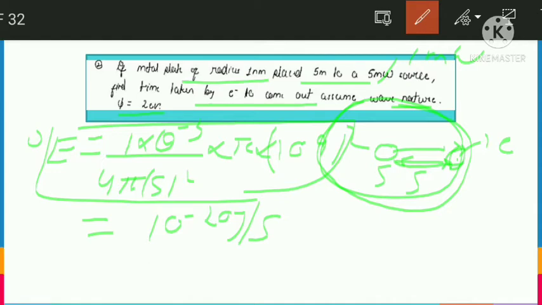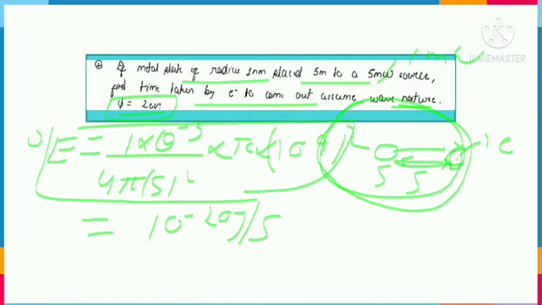But the work function phi is 2 electron volt, meaning until or unless 2 electron volt is supplied to the electron, it will not come out. So we can use one thing. Let's see.